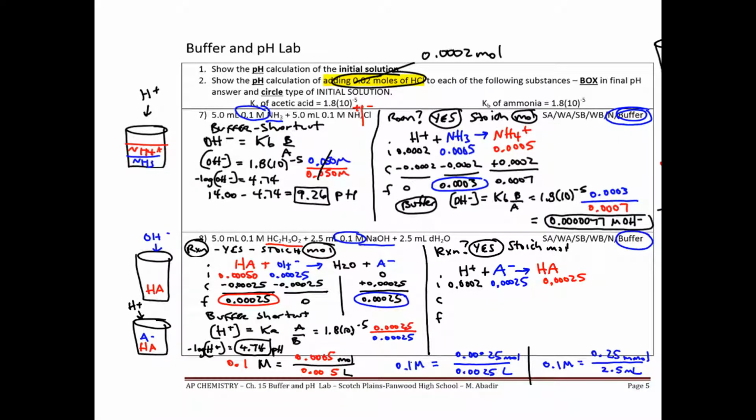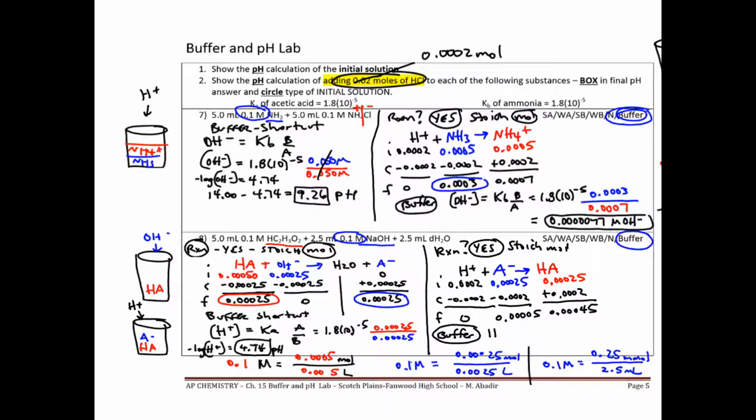And when we look at this, we're going to see that the H+ is going to run out. This is going to be minus 0.0002, plus 0.0002. So that's done. This is going to be 0.00005, and this is going to be 0.00045. And now we realize, what do we have? We have a buffer. So we're going to do the buffer shortcut.